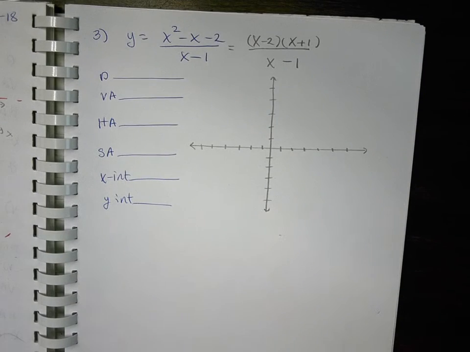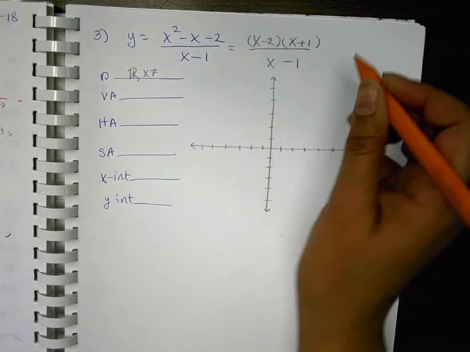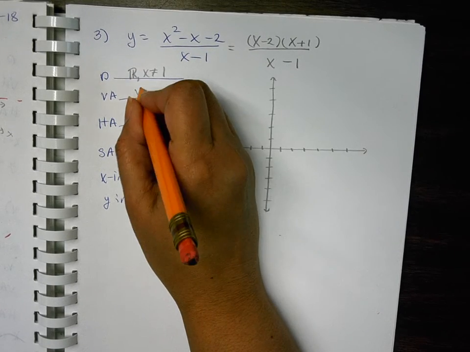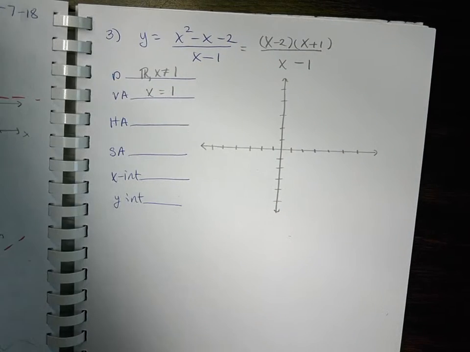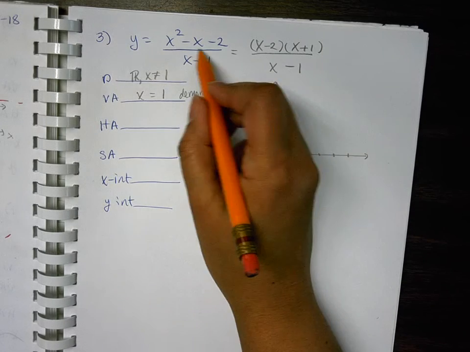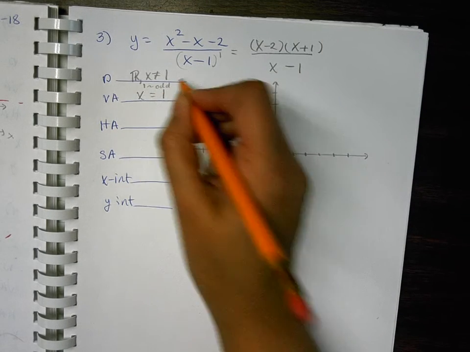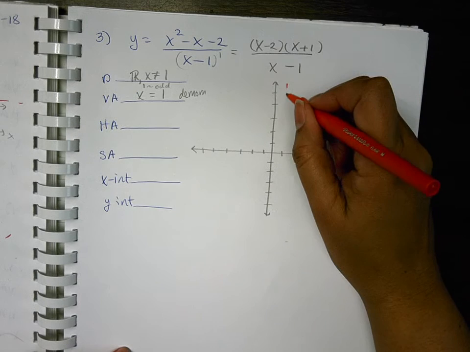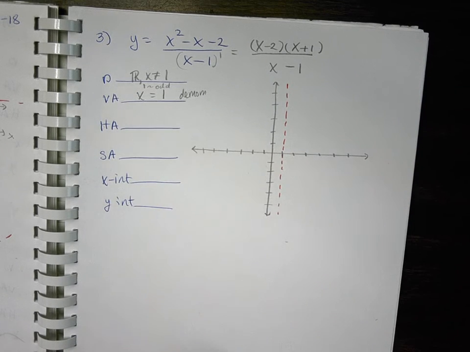Okay, domain, all reals where x does not equal 1. Vertical, x equals 1. And where did that come from? Denominator, and we look at the multiplicity. What is the multiplicity? Which means it is odd. So when I go over to the 1 and I graph my vertical asymptote, I put what note at the top? Odd.